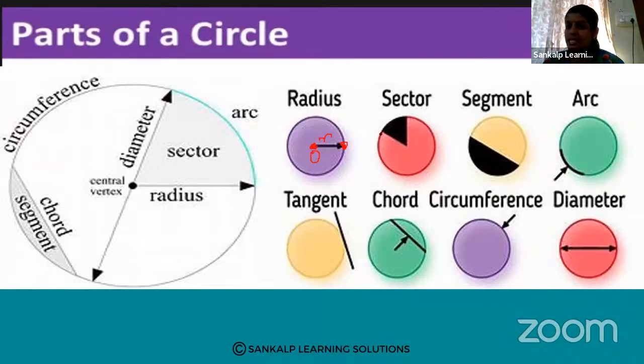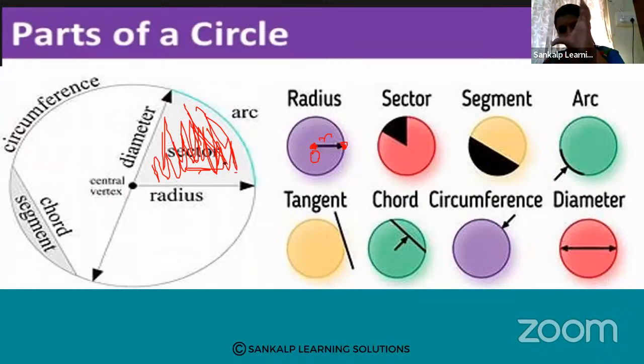Next comes sector. What do you mean by sector? If I draw two radii, this is one radius and this is another radius. Here I am getting an area between two radii and one arc. Arc means this part, we call it the arc. So the area between two radii and an arc, that we call a sector.